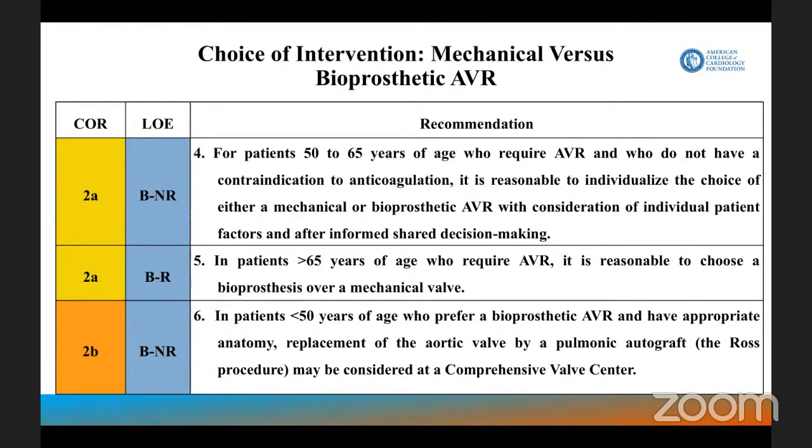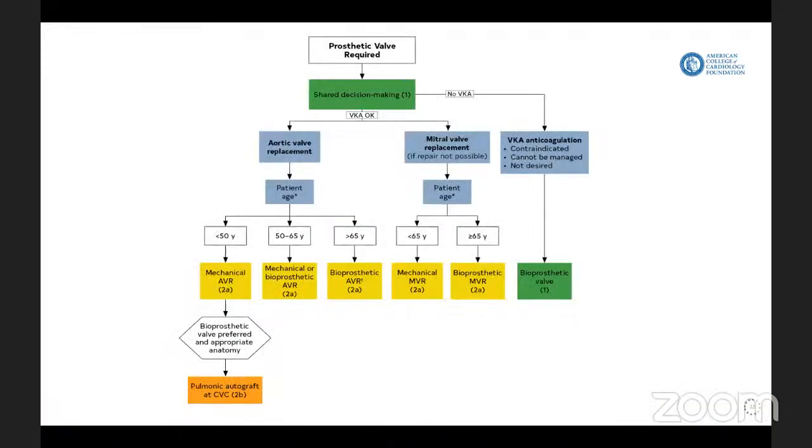And for patients less than 50 years of age who prefer a bioprosthetic AVR and have appropriate anatomy, then replacement of the aortic valve by a pulmonic autograft, which is the Ross procedure, may be considered at a comprehensive valve center as a class 2B.